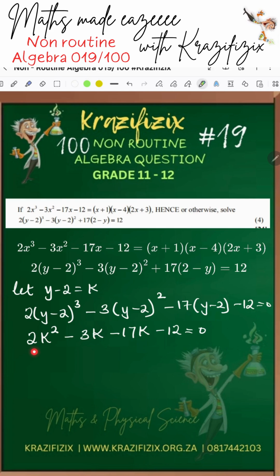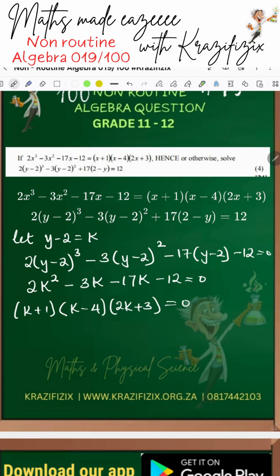Do you now notice that I have exactly the same thing here and the same thing there? And I know this part is equal to this part. Does that make sense? Which means I can then replace. Since I already know, I don't need to solve it afresh. I'm now solving with k. k plus 1, k minus 4, 2k plus 3 equals to 0. Now, since I have all that, all my three brackets equals to 0, it means k equals to -1, or k should be equal to 4, or 2k plus 3 equals to 0, which means k is -3 over 2.